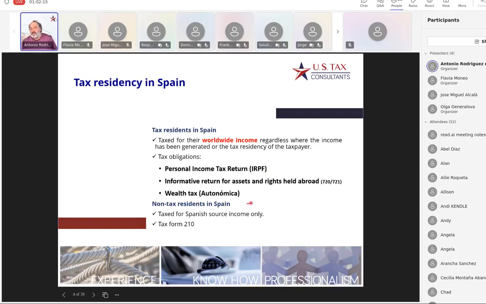The non-residents in Spain, the non-fiscal residents in Spain, are taxed only on the source income that they receive from Spain. Okay, and then they have to file the 210.